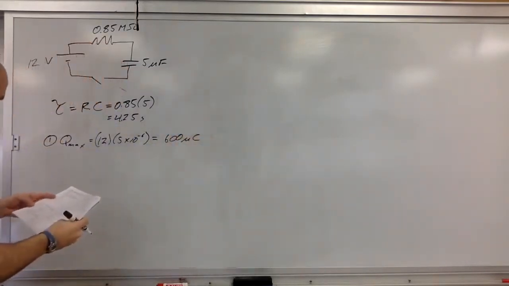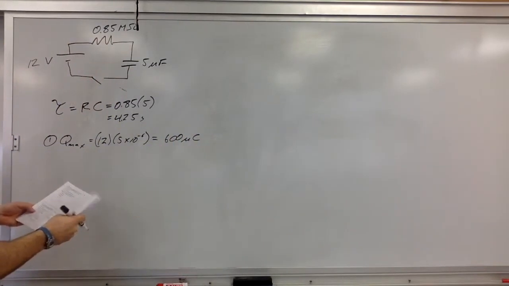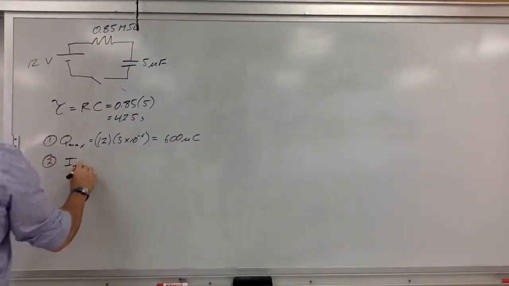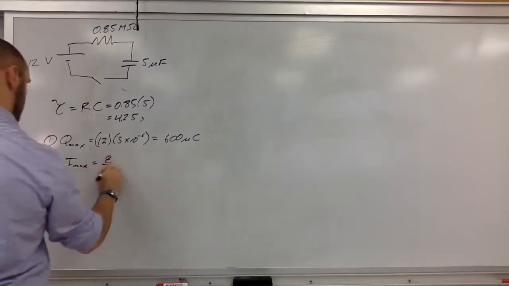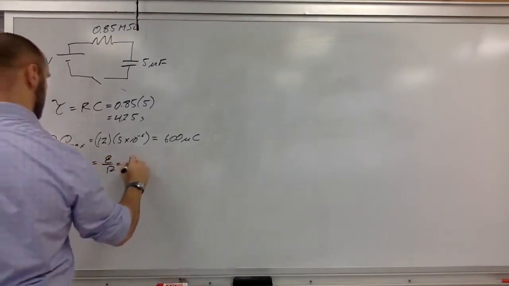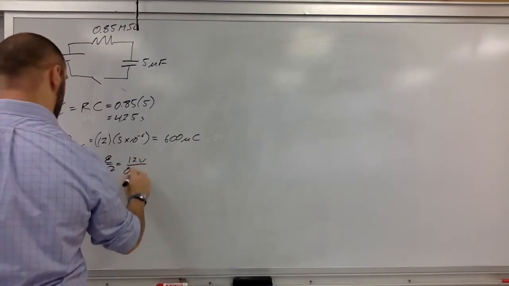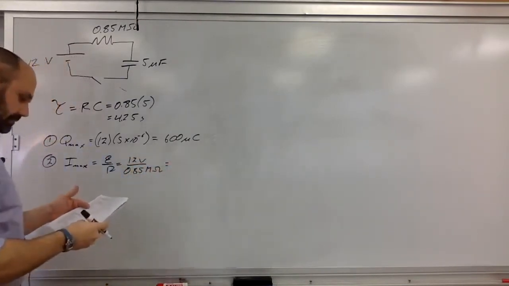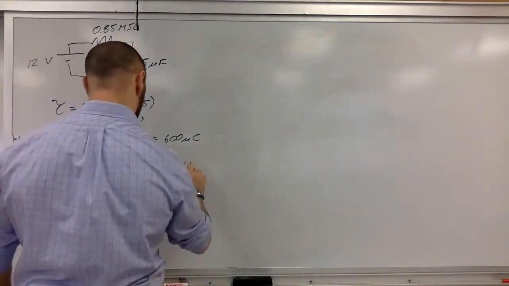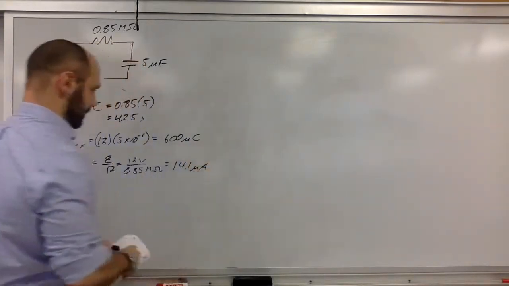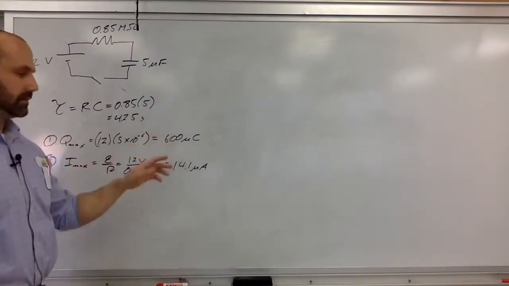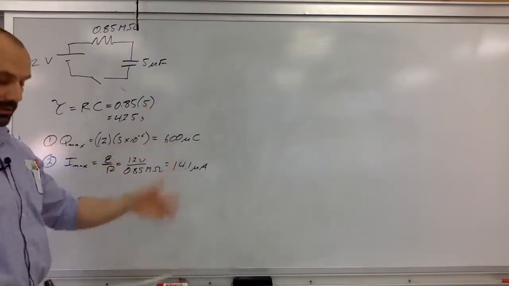And then also 2 now is the maximum current through the resistor. So 2, Imax is going to be the EMF over the resistance. So that's 12 volts divided by 0.85 mega ohms. And that'll be about 14.1 microamps. Right. Now this is good. We found these. These are going to be our coefficients in our equations, right?